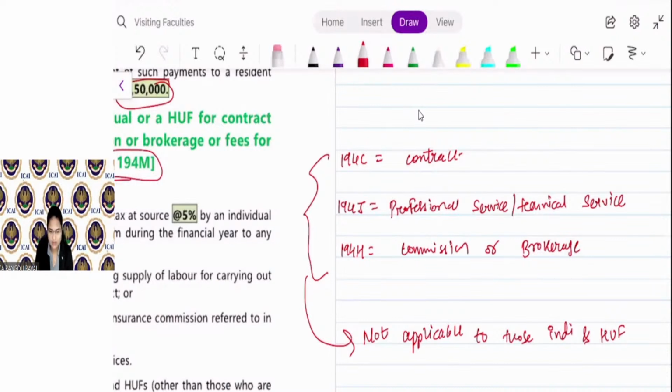Alok, the compulsory acquisition is covered under capital gain and it is taxable as capital gain. And if the TDS is deducted, you will claim the credit of TDS.